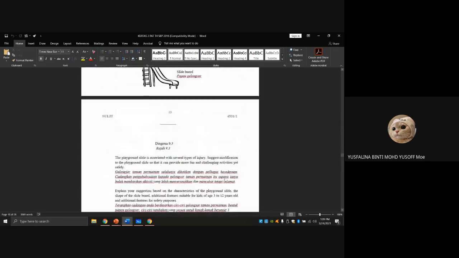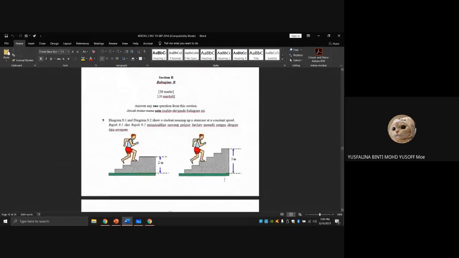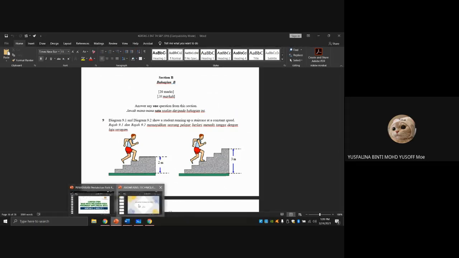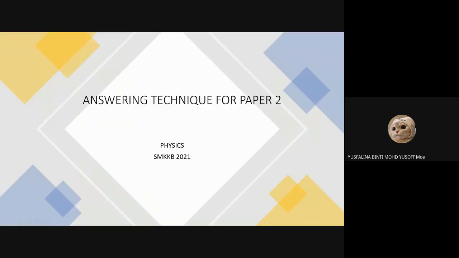So let's say in your test later, this is an example of the question that I will ask. Next we move on to the slide here. Right, so answering technique for paper 2. For Section A, I just want to teach question number 8.